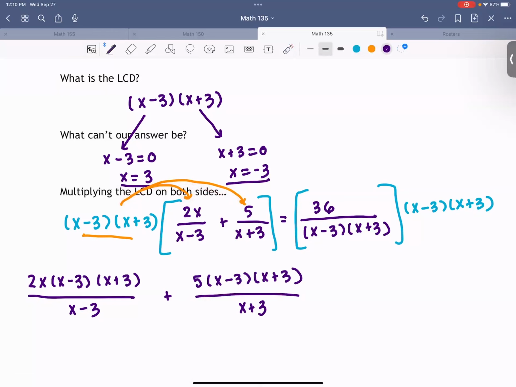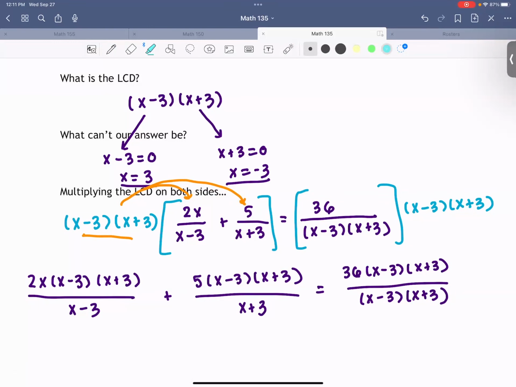On the right-hand side, basically the same thing. I have 36, x minus 3, x plus 3 over x minus 3, x plus 3. So I basically just attach the LCD to the top of every single thing in the equation. All right. What's my next step? Cancel, right? I have x minus 3 on the bottom, x minus 3 on top. I have an x plus 3 on the bottom, x plus 3 on top. And I actually cancel out two things in the right-hand side. All right. Let's see what we have left.